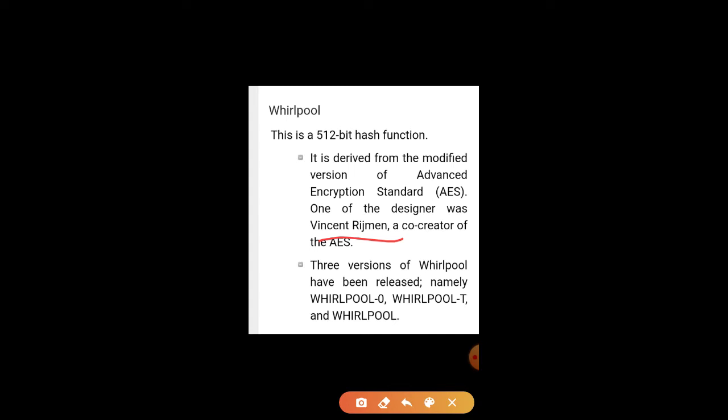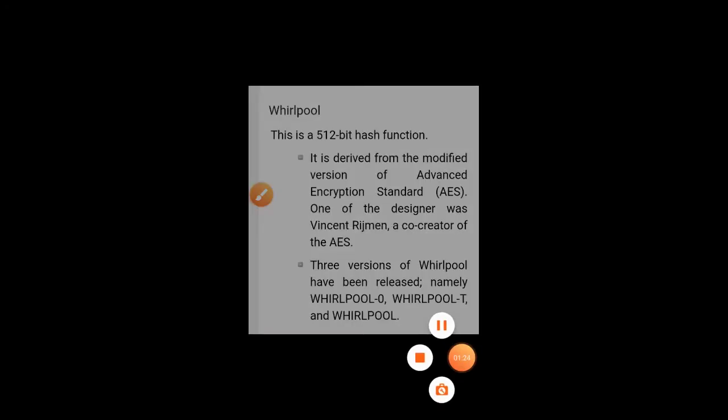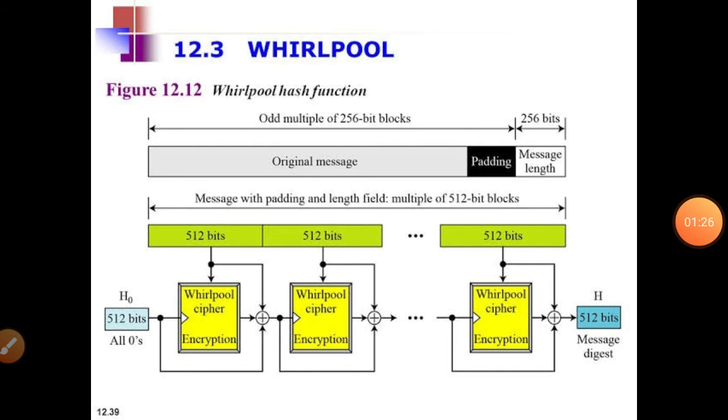Here it comes with three different versions: Whirlpool-0, Whirlpool-T, and then Whirlpool. So this is the Whirlpool algorithm introduction. Now we'll see the working of the Whirlpool hashing function.